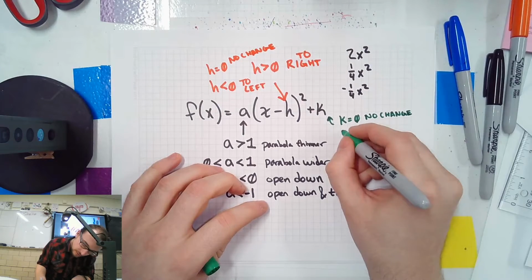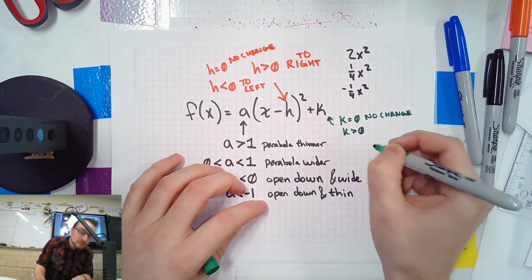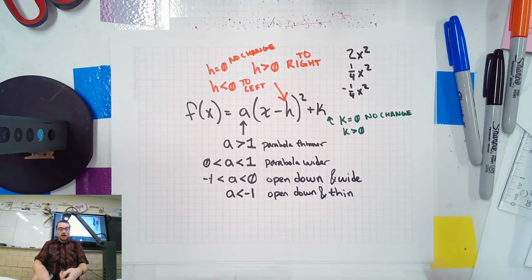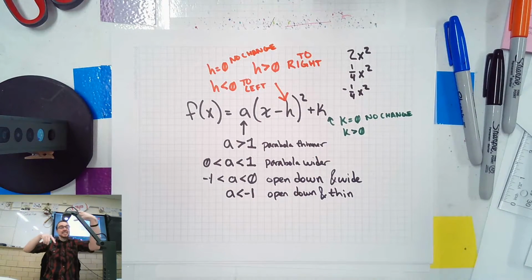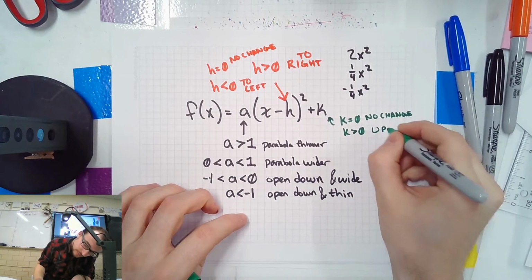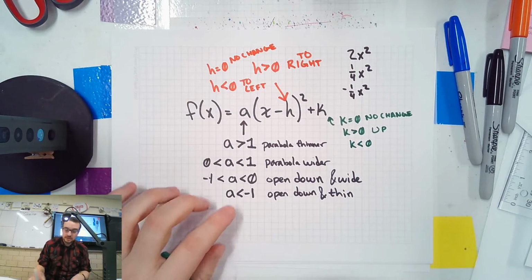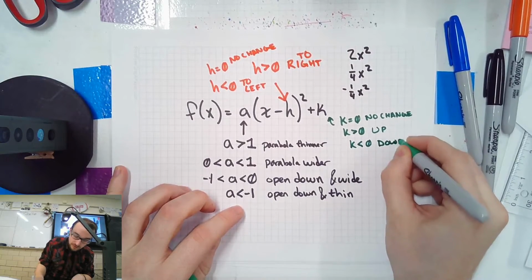What about when k is greater than 0? So it's a positive number. What happens? It goes up, right? It's our y-intercept. So if it's a positive 4, it's going to be x squared plus 4, so x squared, but 4 up, right? It goes up. And then I bet you can guess what happens when k is negative, less than 0. It's going to go down, right? Like -4 in front or behind there.